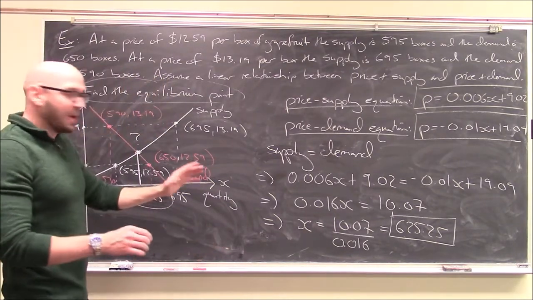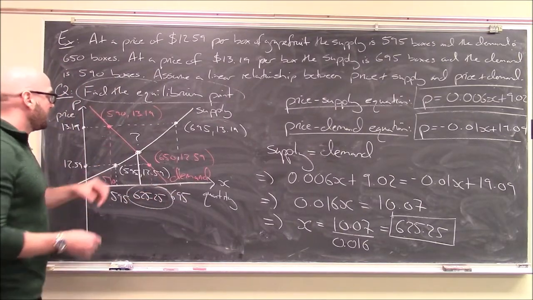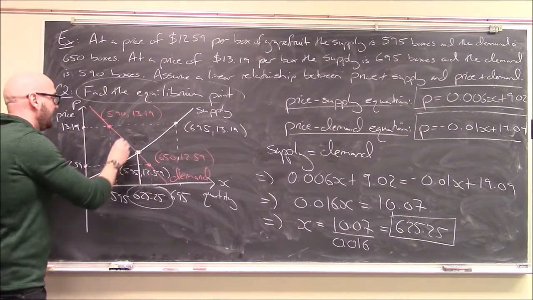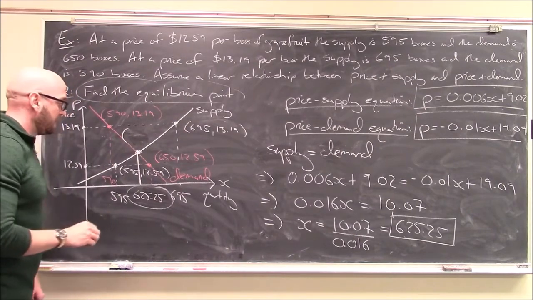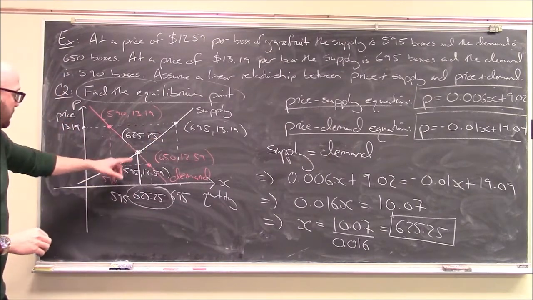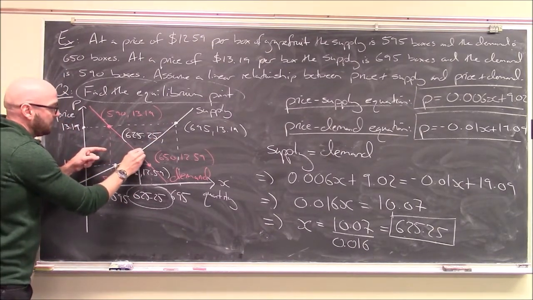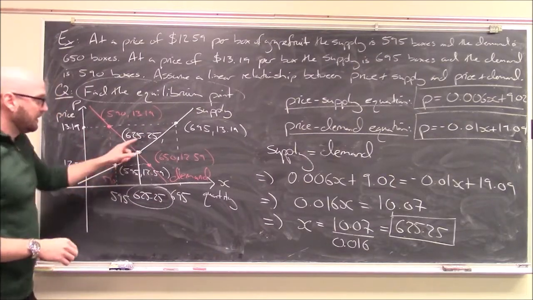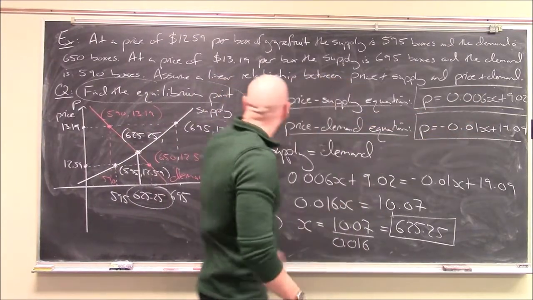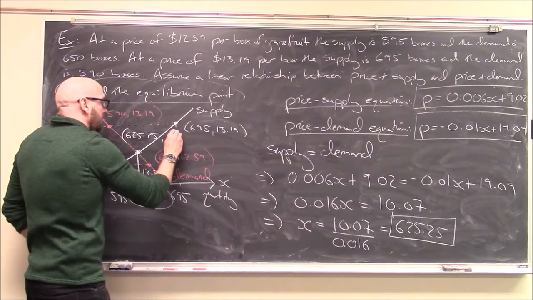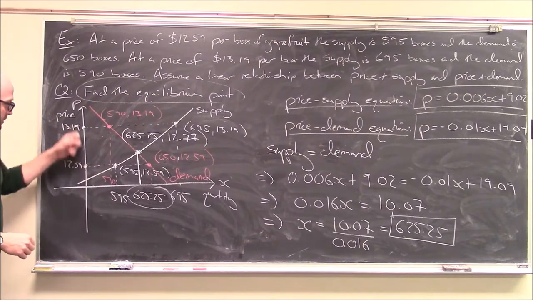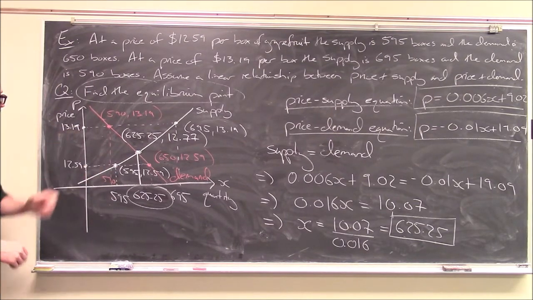I'm totally out of space, but there is one more thing that we need to do, which is the equilibrium point. So it doesn't want just the x-coordinate, it wants the p-coordinate too, it wants the price as well. This has coordinates 625.25, and if you want the price, that would be the p-coordinate on either one of these graphs, because it's the intersection point, right? So just plug in 625.25 into either one of these equations to get the p-value, and I believe it came out for me to 12.77, which again looks reasonable, right? Somewhere between 12.59 and 13.19.